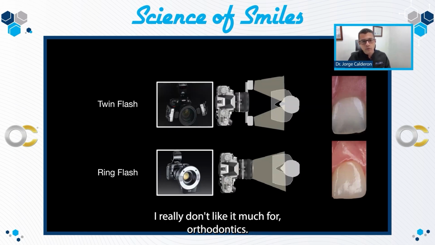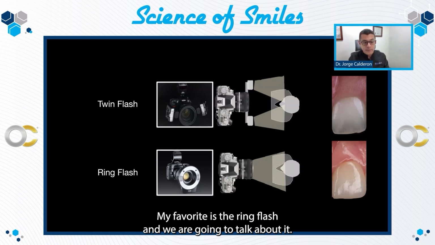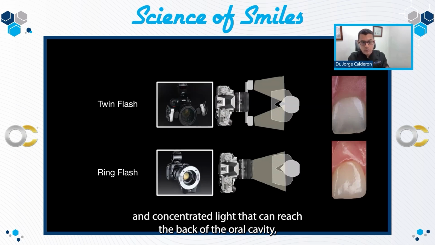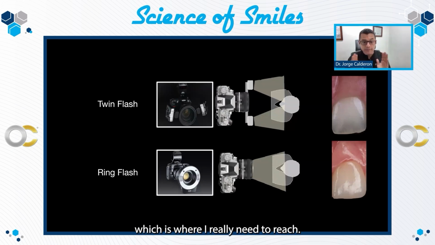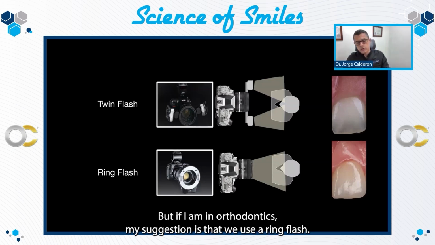I really don't like it much for orthodontics. I like it a lot, for example, for dental aesthetics. The twin flash would be more than fine, because it will illuminate the anterior sector a lot. My favorite is the ring flash, and we are going to talk about it. There we have it, the ring flash. It is a synchronized ring of light, but it allows me to have a much more powerful and concentrated light that can reach the back of the oral cavity, which is where I really need to reach. So, if I am in aesthetics, I know I can use the twin flash, but if I am in orthodontics, my suggestion is that we use a ring flash.